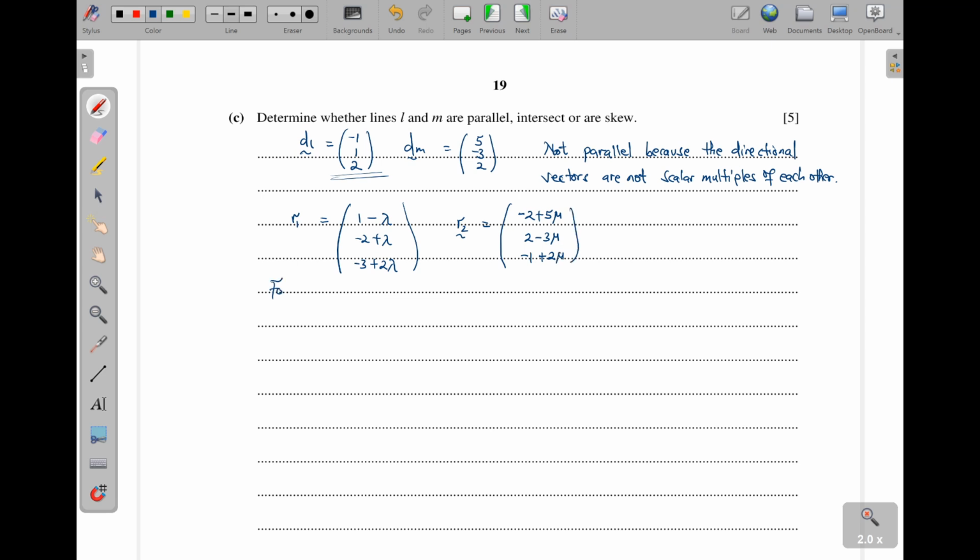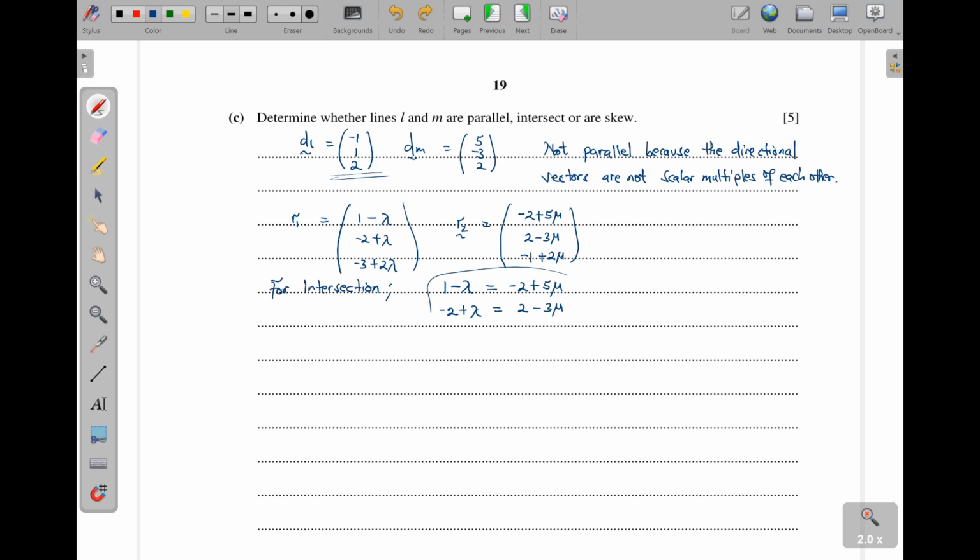Then I will say for intersection, the x coordinates are equal, the y coordinates are equal, the z coordinates are equal, because they have that point of intersection, right? So as simple as that. For intersection, I'll have 1 minus lambda is equal to -2 plus 5 mu. And then -2 plus lambda has to be equal to 2 minus 3 mu. And also this one has to be equal to that.